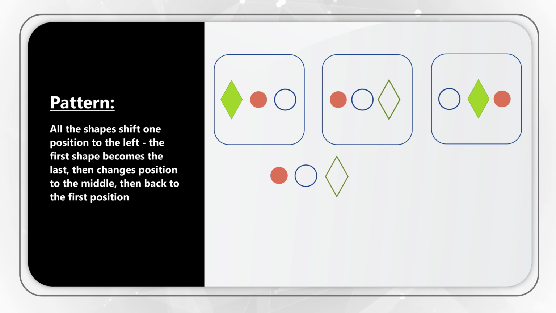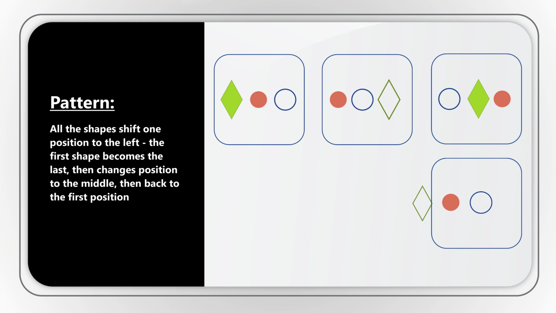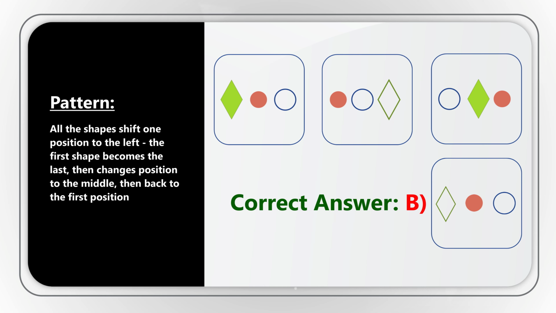The first shape becomes the last, then changes position to the middle, and then back to the first position. Now, as you learned about the pattern, you can calculate that the answer here is choice B. Hopefully you've nailed this question on your own and now know how to answer similar problems on the test.